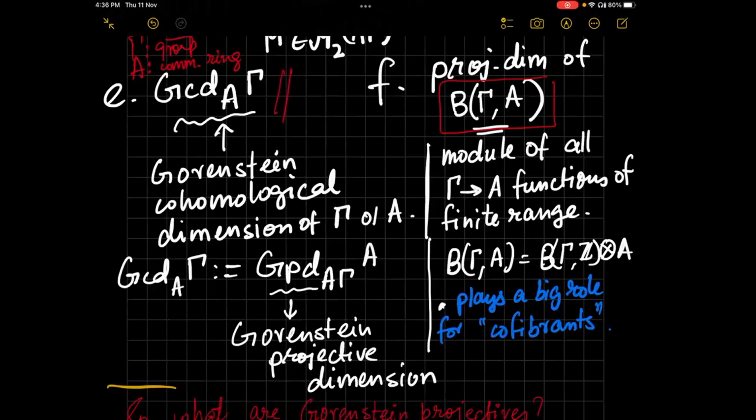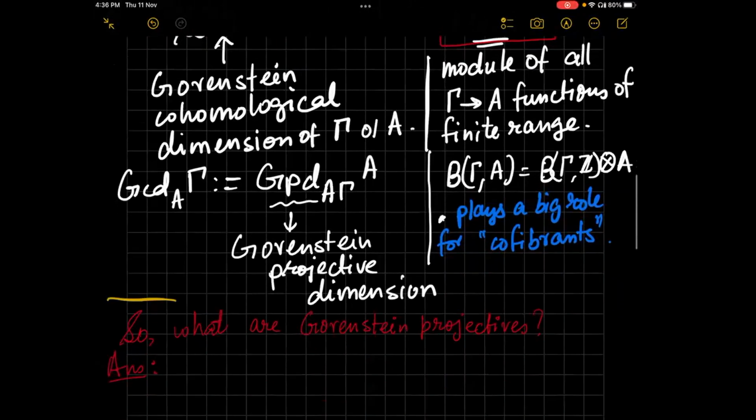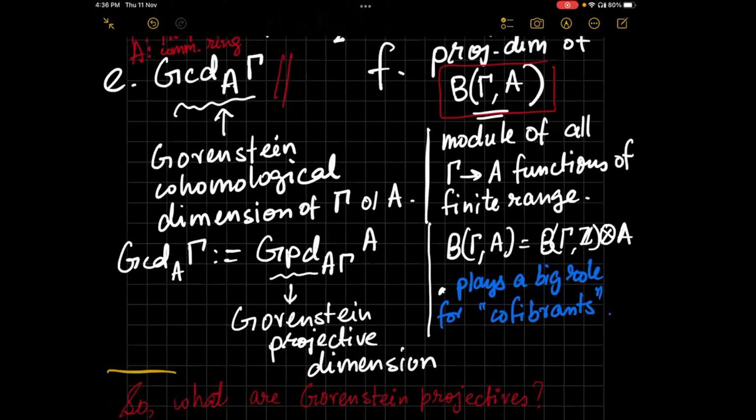So B of gamma comma A is the module of all functions gamma to A that are only allowed to take finitely many values. And it is very useful because actually, there is a classical construction whereby you put a closed module category structure on the abelian module category, and then the homotopy category becomes equivalent to the stable module category. And in certain cases where you can define a stable module category over infinite groups, I'll talk about that later, if time permits, in a lot of detail.